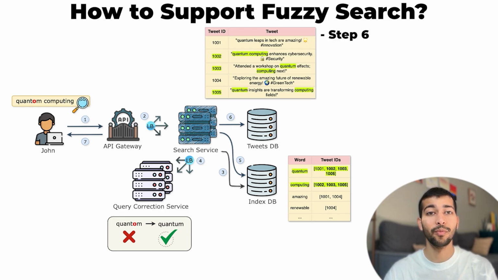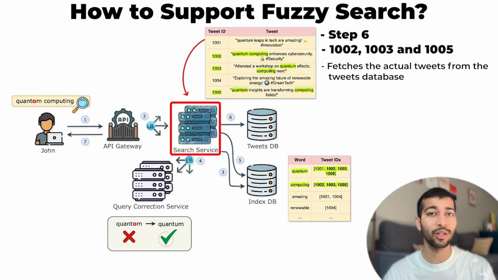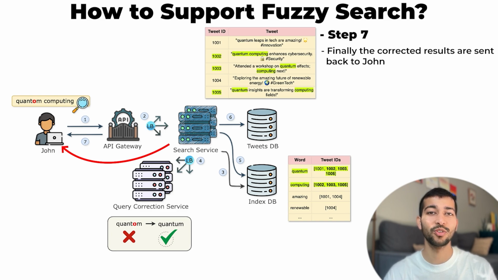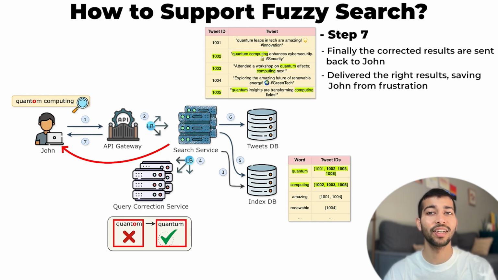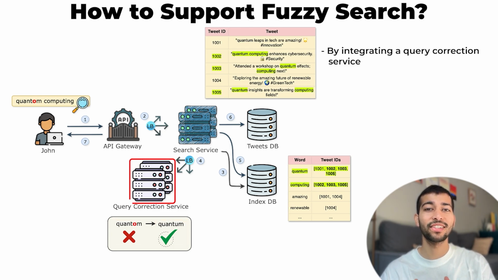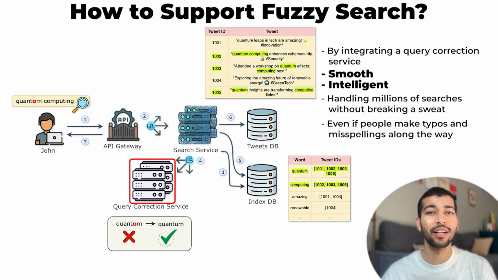Step number 6. With the correct tweet IDs 1002, 1003, 1005 in hand, the search service fetches the actual tweets from the tweets database. And step number 7, finally the corrected results are sent back to John. Even though he misspelled quantum, the system smartly corrected it to quantum and delivered the right results, saving John from frustration. Here, as you can see, by integrating a query correction service, we keep the search process smooth and intelligent, handling millions of searches without breaking a sweat, even if people make typos and misspellings along the way.